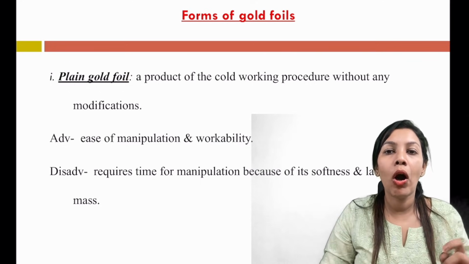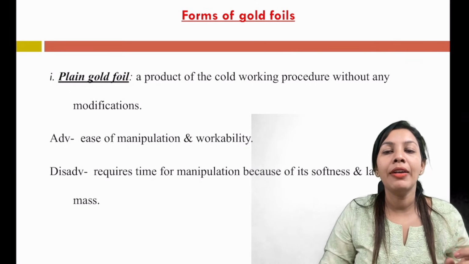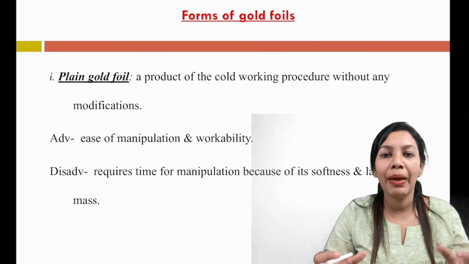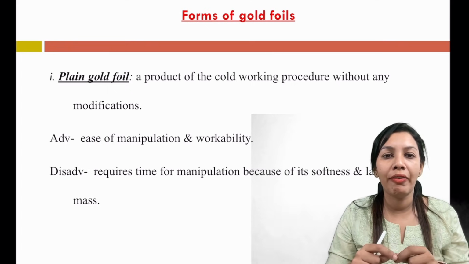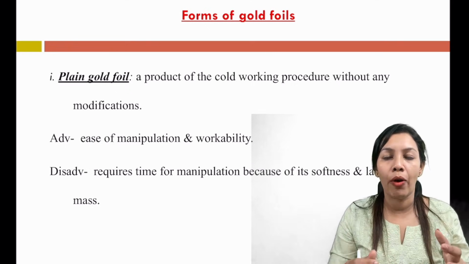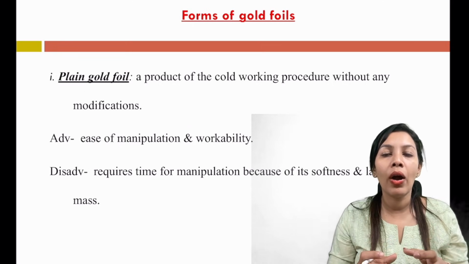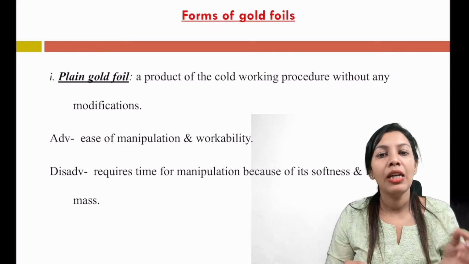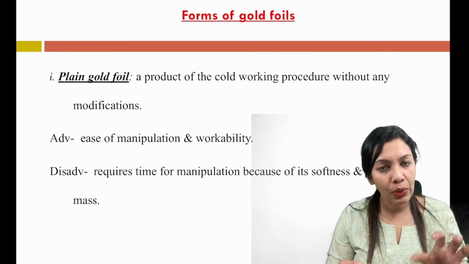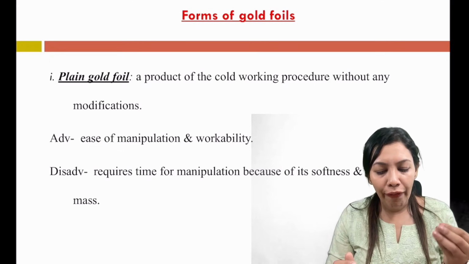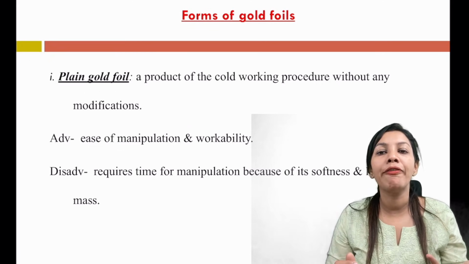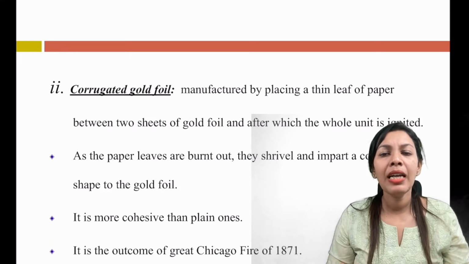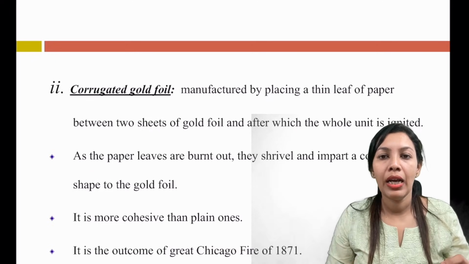First is the form of gold foils. First is plain gold foil. Plain gold foil is the basic product which can be cold welded and modified into any form. It is easily manipulated and has easy workability. The disadvantage is that it is soft, so it requires time for manipulation as well as mass formation. What is corrugated gold foil?